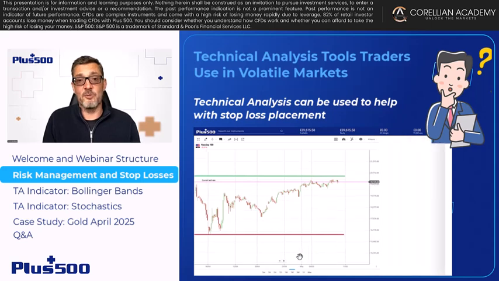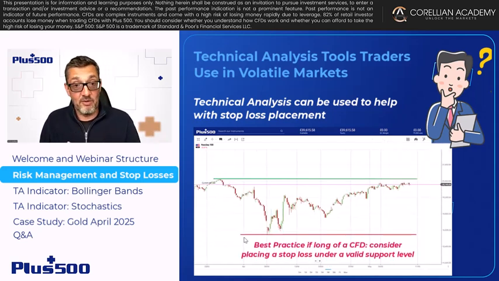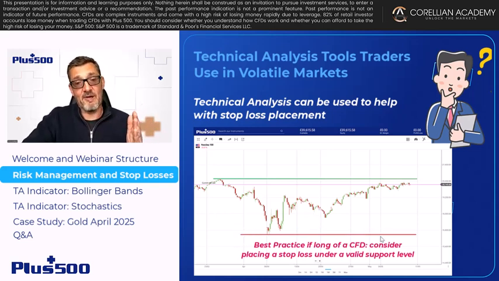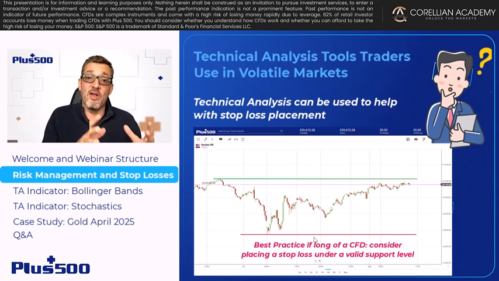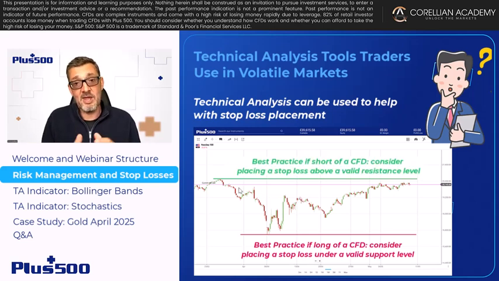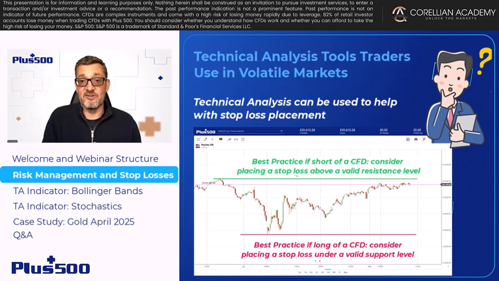Technical analysis can also be used to help you with stop-loss placement. The best practice, if you are long of a particular CFD, is to consider placing a stop-loss under a valid support level, such as a last correction low or rally point in price that you have identified. While if you are short of a particular CFD, best practice is to consider placing your stop loss above a valid resistance level, such as a previous recovery high or a correction in price.